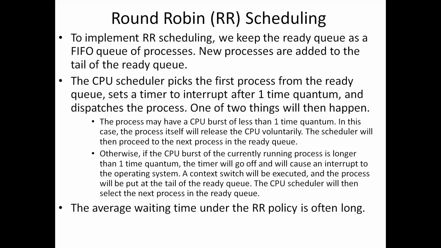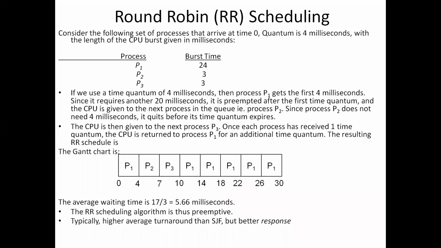The other situation is that the CPU burst time is more than the time quantum. In that case, after completion of that time quantum of execution, the process will be preempted from the CPU and added to the tail of the ready queue, and the CPU will be allotted to the next process in the ready queue. That is round robin scheduling. The average waiting time under the round robin policy is often long. We'll see an example using round robin scheduling.